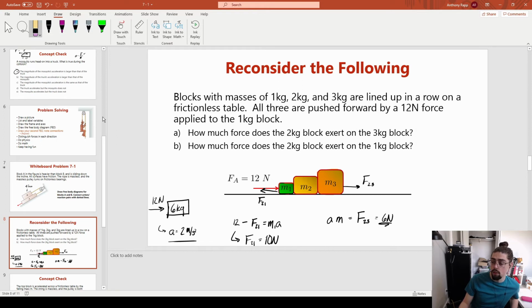Block 2 pushes on block 3. That's my F23 force, the force from 2 on 3. It is my net force, essentially, right? There's no other force to cancel that one out, so the net force on block 3 should be equal to the acceleration times the mass of block 3. I've got 2 times 3, which gives me the 6 newtons of force needed to get the acceleration of 2.